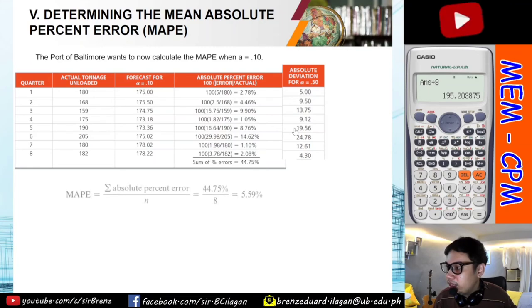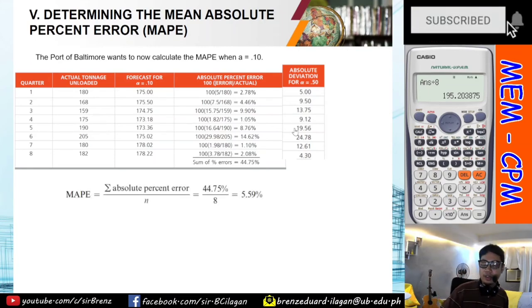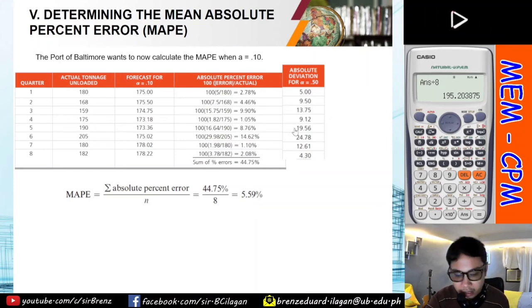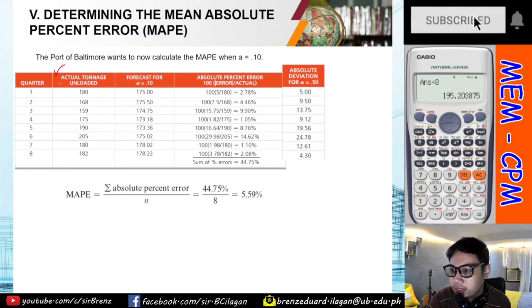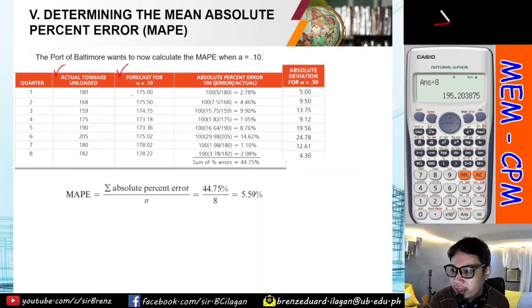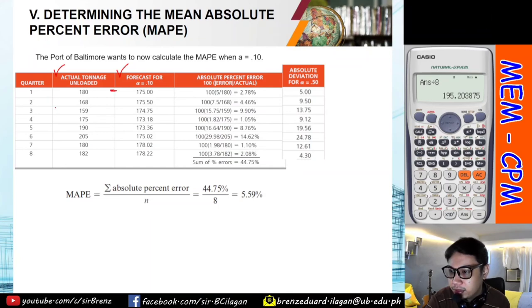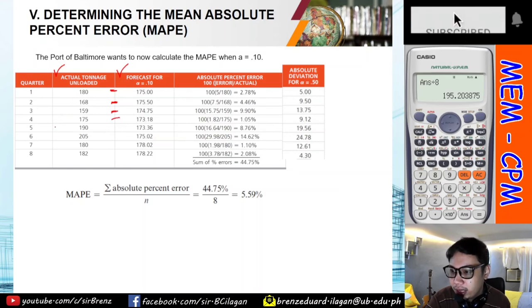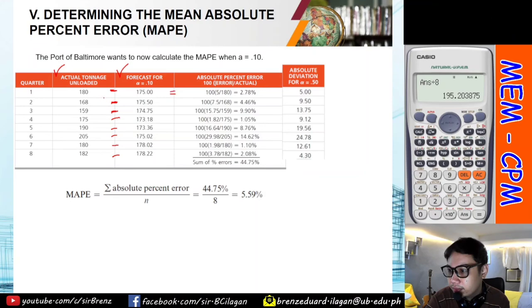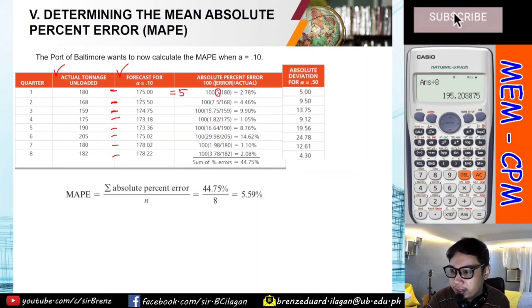Okay, so again, MAPE. So this is just the absolute percent error divided by the N, or the total number of quarters for this example. So again, ito yung data na na-compute natin nung una. Itong dalawa for these two columns. So to solve for the absolute percent error, that is just 100 multiplied by the error over the actual. So ang error natin, guys, is ito. Again, yung difference itong dalawa. Absolute percent error. So itong una, 5. Ayan, so ito yun. And then divided by the actual. So kaya naging divided by 180 siya.